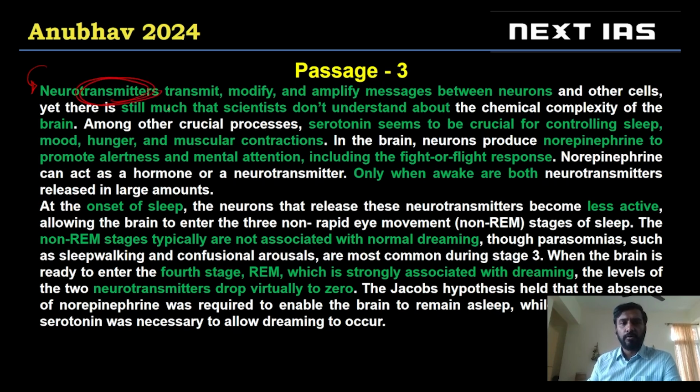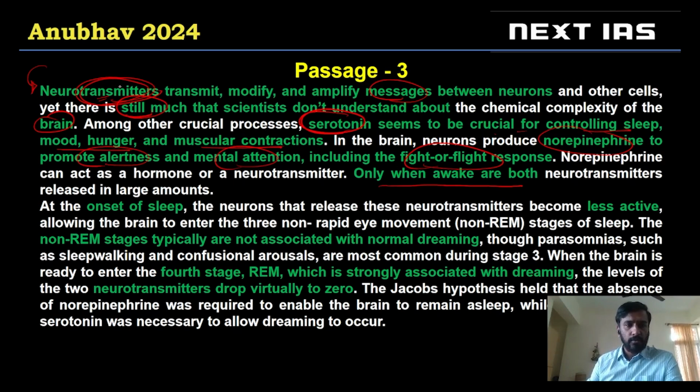We're talking about the role that neurotransmitters play, sending messages. There's still much that scientists don't understand about neurotransmitters. Then two types of neurotransmitters are discussed. One is serotonin. The roles played by serotonin: crucial for controlling sleep, mood, hunger, muscular contractions. The other neurotransmitter is norepinephrine. Norepinephrine is discussed from the point of view of alertness, mental attention, fight or flight response, and only when both are awake are these released in large amounts.